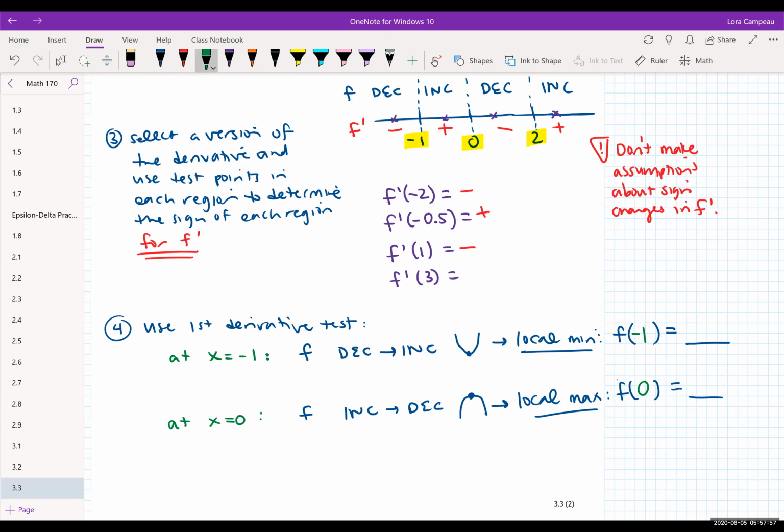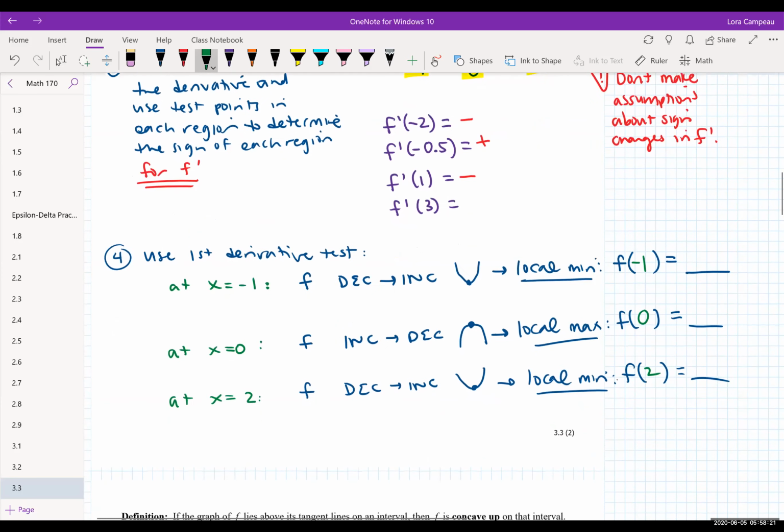And then, last critical point, at x equals 2, our function is going from decreasing to increasing. So you can draw a quick little sketch for yourself. That means we have a local min. And it's at the function itself evaluated at 2. And so this would be a good place to use the TI to find the y values. So let's switch back.